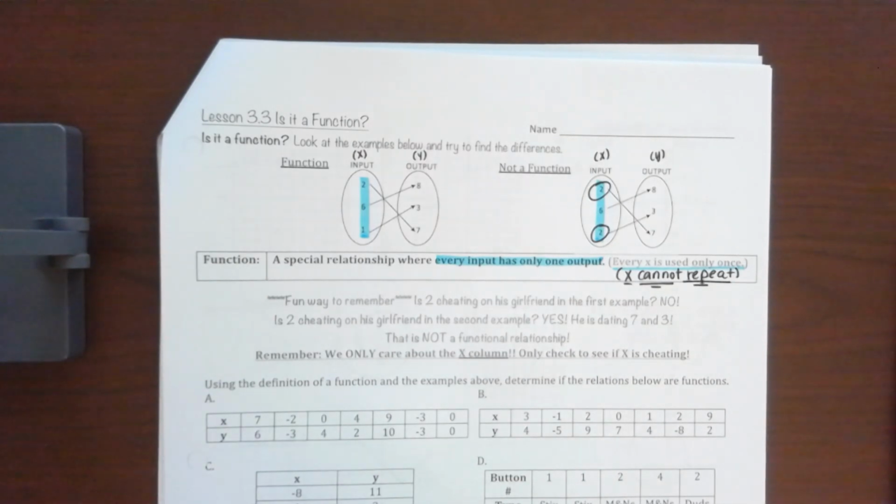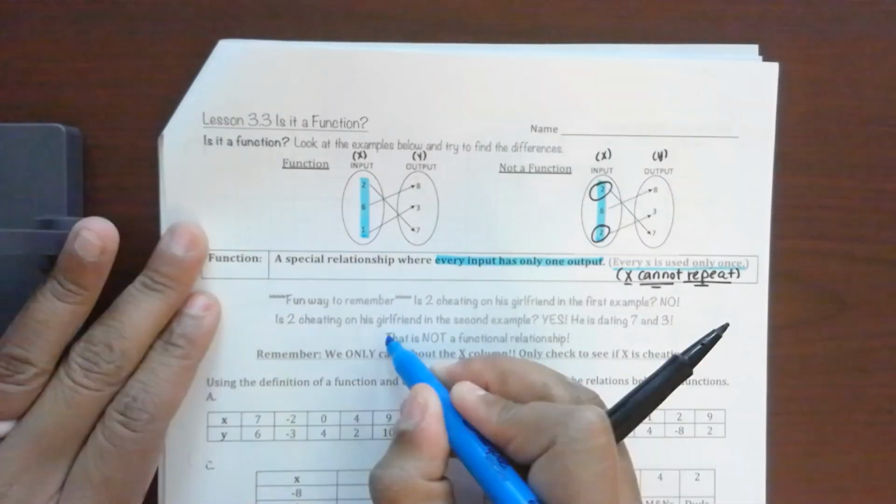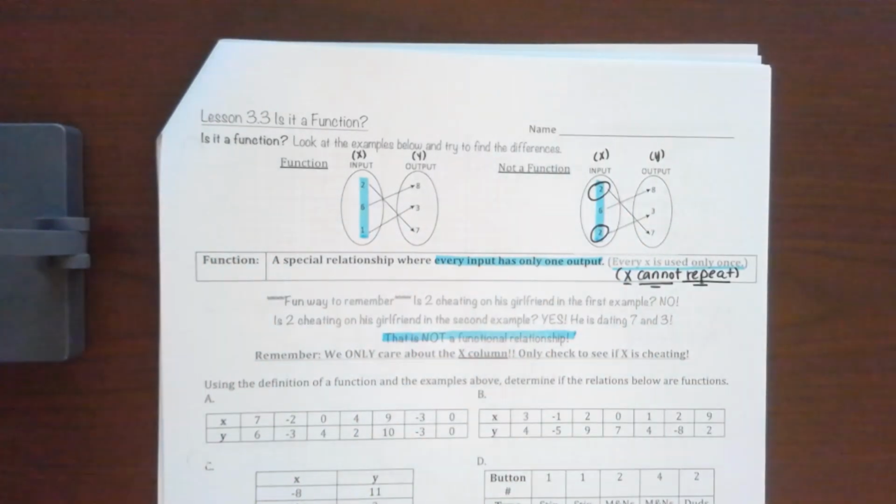I don't agree with this next statement, but it was put on here. A fun way to remember is 2 cheating on his girlfriend in the first example. No, because he only has 1. Is 2 cheating on his girlfriend in the second example? Yes, because he's dating 7 and 3. I do not condone this example, but if it's there, to each his own. So that is not a functional relationship. You can't have 2 relationships going on at the same time and expect both of them to be healthy.